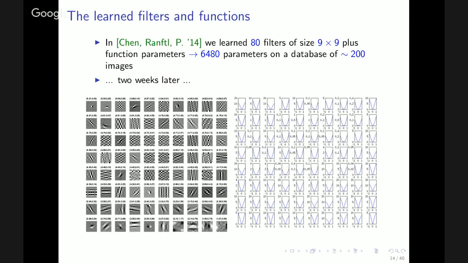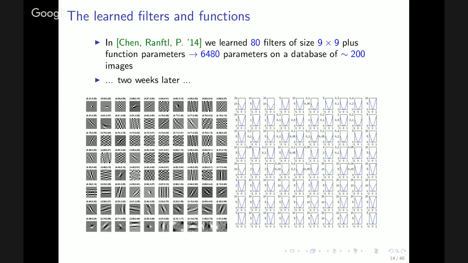And 2 weeks later, Eugene came and showed me this here. So these are the learned filter kernels. And here are the corresponding learned potential functions. And it was very funny to see they are ordered by their importance. The first one you see is exactly the total variation, right?